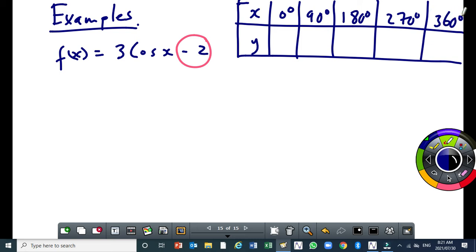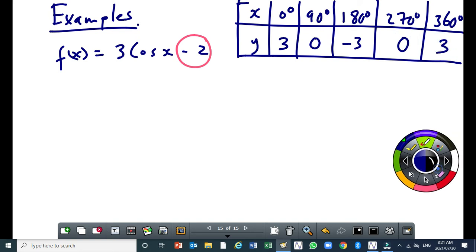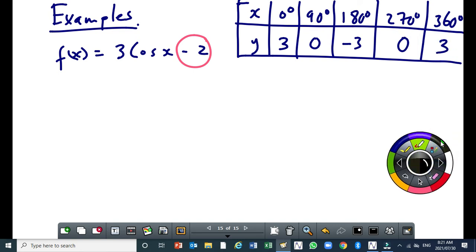Since we have got 3 cos x there, I'm going to get 3 there, then that will be 0, and this one will be -3, and then that will be 0, and that will be +3. Please take note, this table of values is for y equal to 3 cos x before the vertical shift. Because it's important for you to know which graph is being shifted.